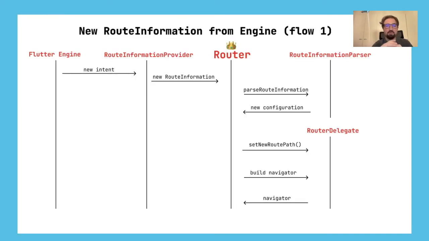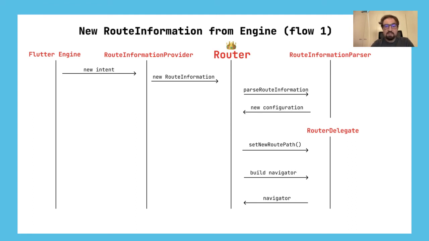Let's now analyze the first flow from Flutter engine to the framework. Flutter engine will pass a URL with route information. What happens? First, the route information provider gets the location and the state information from the browser history. Then this is mapped to the route information. The route information provider passes this route information to the router widget, and then the router widget passes it to the route information parser. The route information parser parses the route information and passes a new configuration back to the router widget.